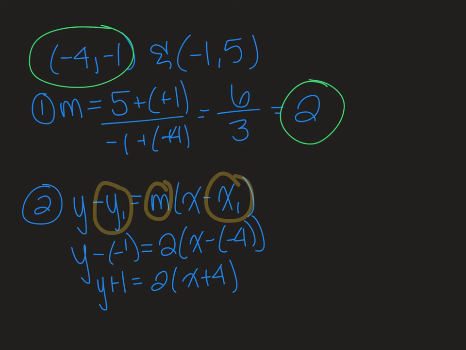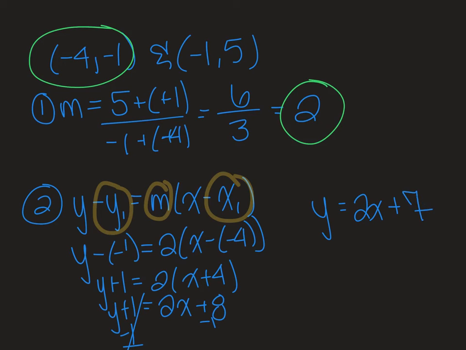And you have to do that multiplication first. So we have y plus 1 equals 2x plus 8. And then you're going to need to subtract 1, making sure you're keeping like terms together. So now we have y equals 2x plus 7. This would be the equation of my line for a line that passes through (-4, -1) and (-1, 5).